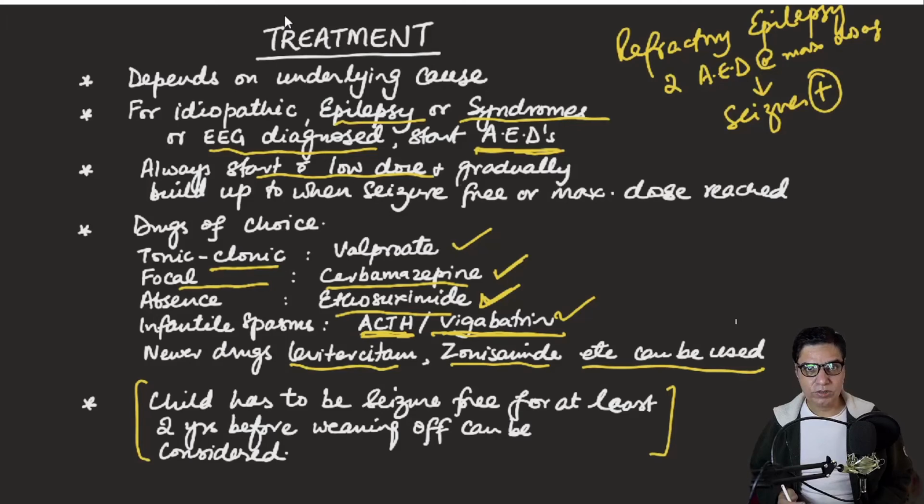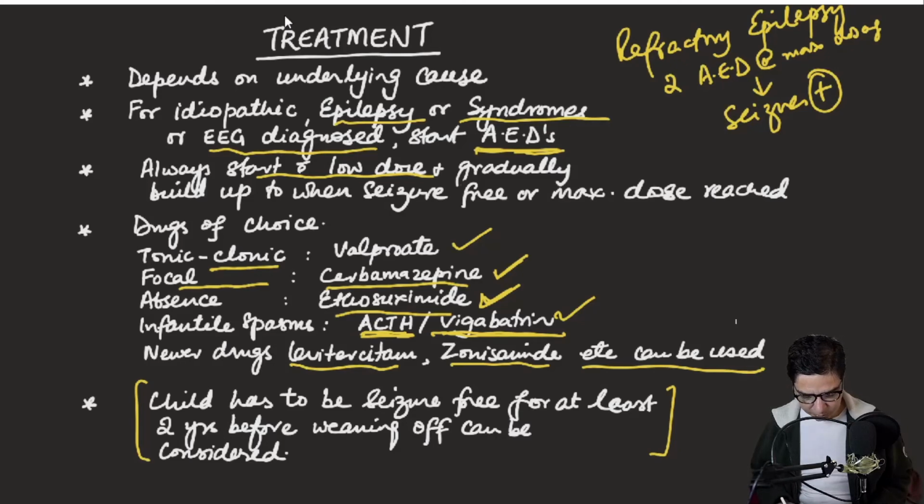We also have newer drugs like levetiracetam, zonisamide, or rufinamide, which is used for Lennox-Gastaut syndrome. Again, they can be used, but personally, I would leave it to the pediatric neurologist to decide on these newer medications, because they are more expensive, they are associated with more side effects, and obviously they need to be closely monitored when you have to prescribe these medications.